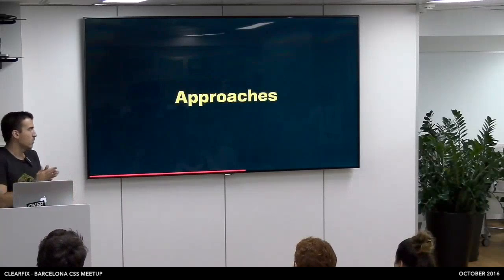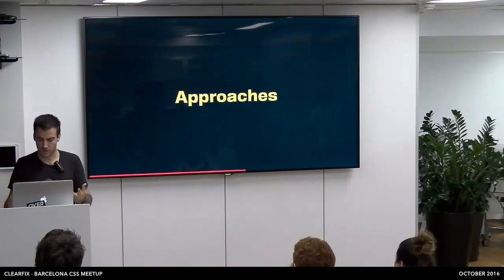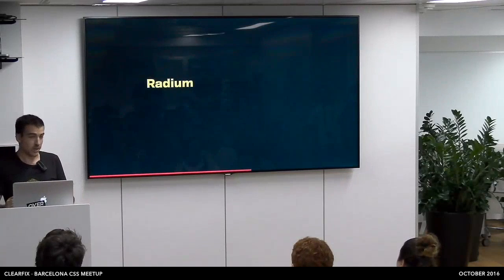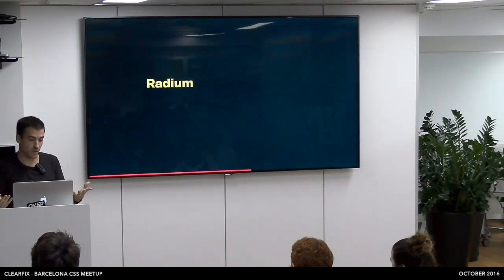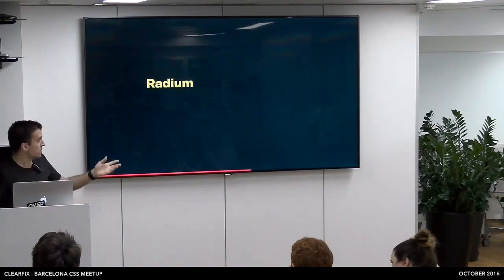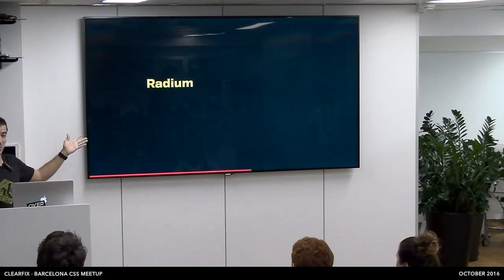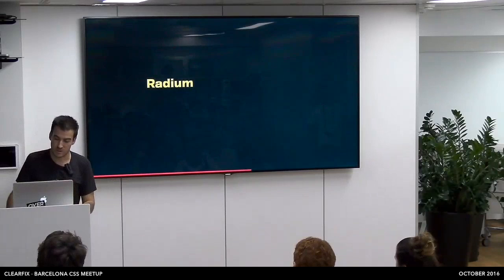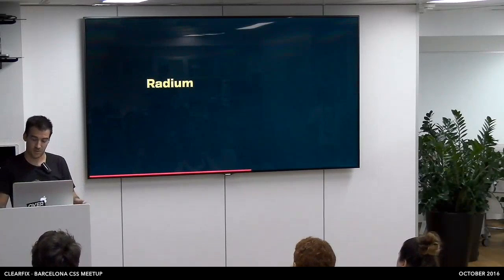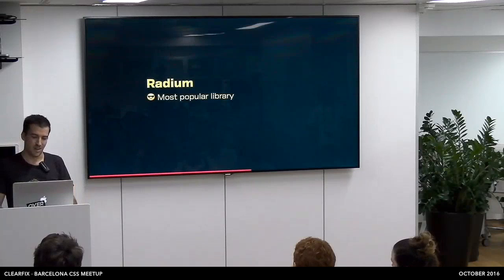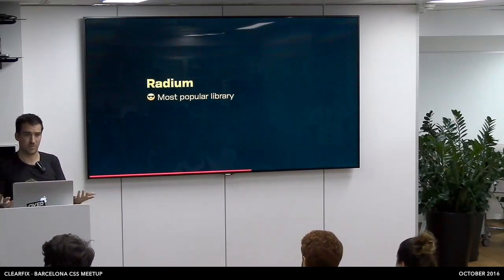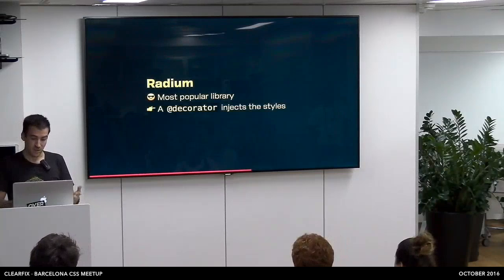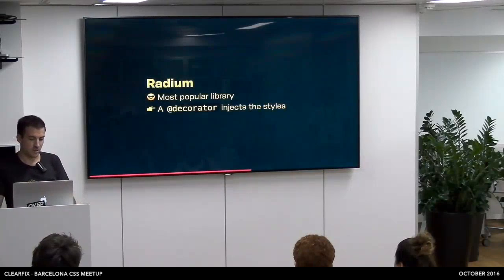Okay, so now the actual solutions. There's Radium. Radium is from a team called Formidable Labs. This presentation is actually a set of React components built by these guys. If I show you the source code, it's filled with all these components. And Radium is actually the most popular library because it was first. It uses a decorator, an ES7 decorator, to inject the styles.